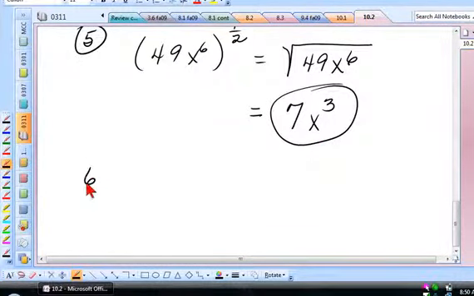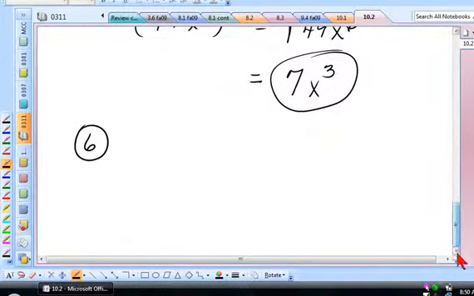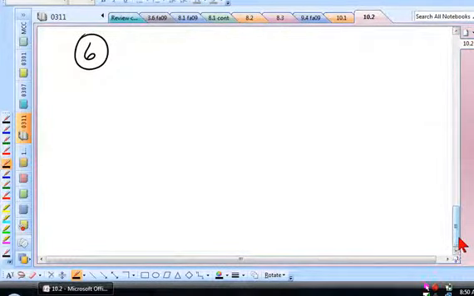Now, some of these answers may be a little tedious when you're having to type them into MATLAB because you're going to have to use your exponent key. There is a root key as well that has a little place for you to put the index if you need to.